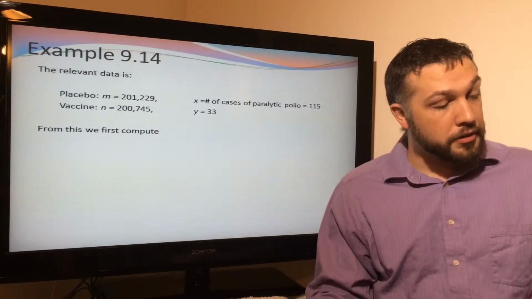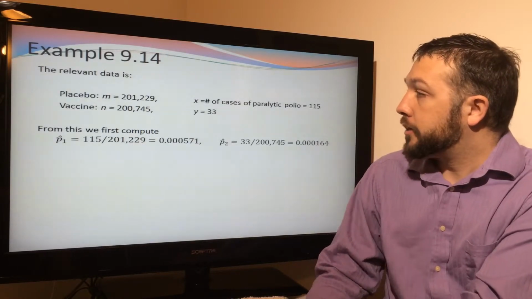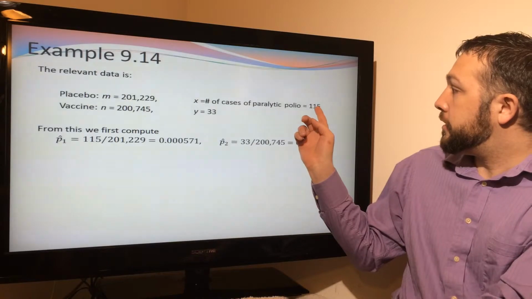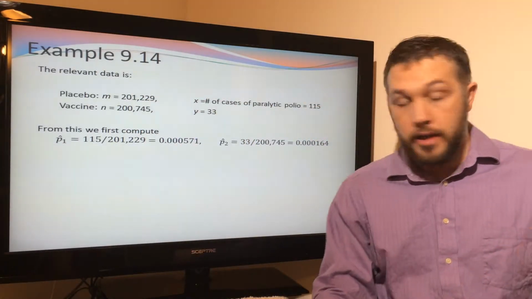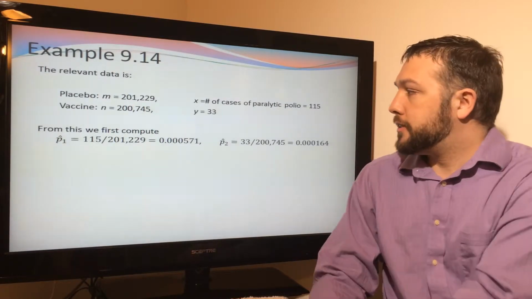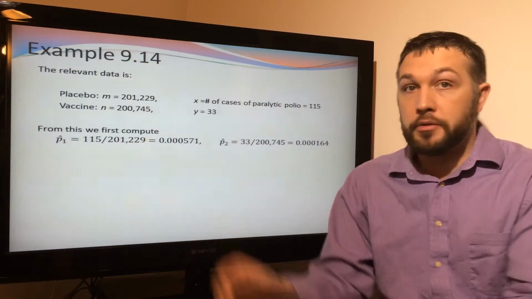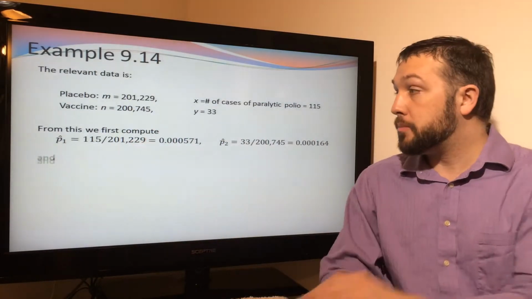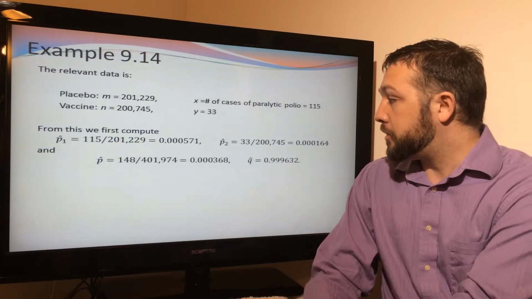So let's compute the actual numbers. For P1 hat, we're just going to take X over M in this case. We're going to take Y over N to get P2. All right. Now, how do we get P hat? Remember, we're going to need that for the test statistic. P hat is the sum of these two divided by the sum of these two. We're assuming P1 is equal to P2, so we've really sampled from the same binomial distribution.